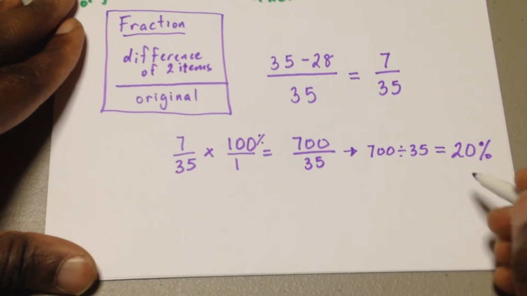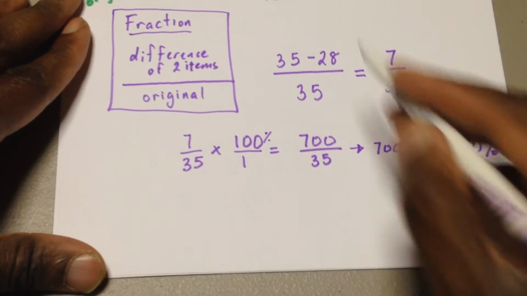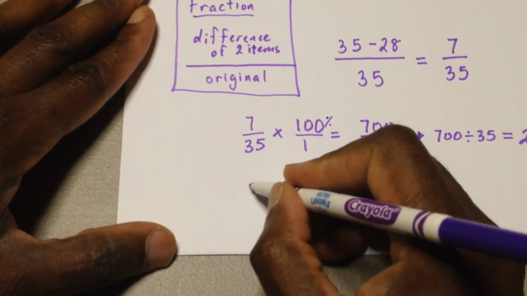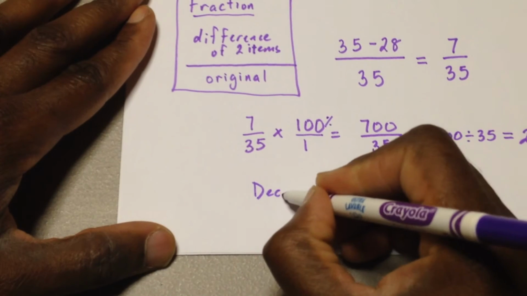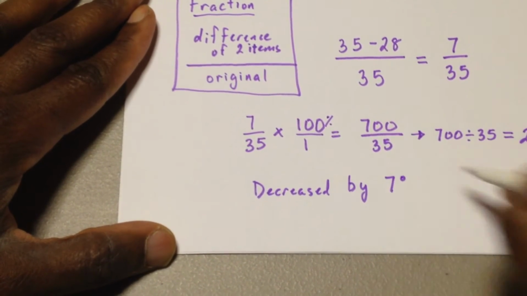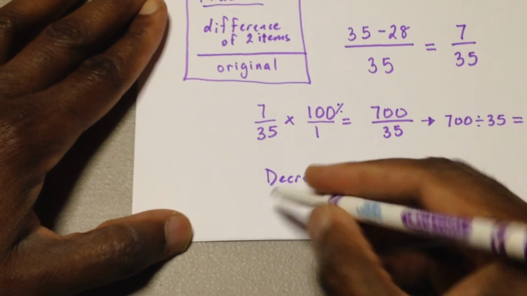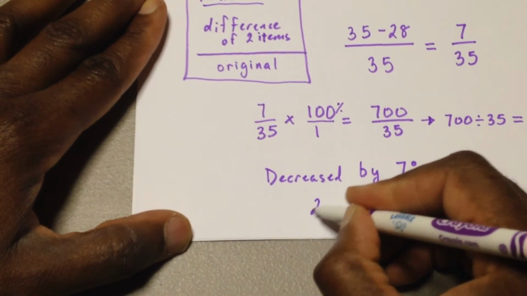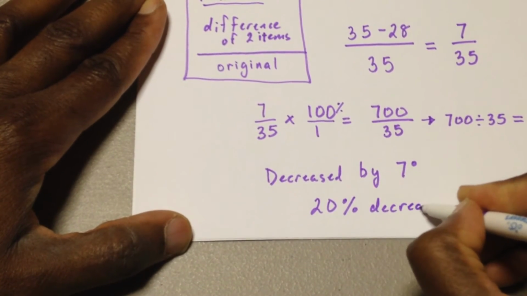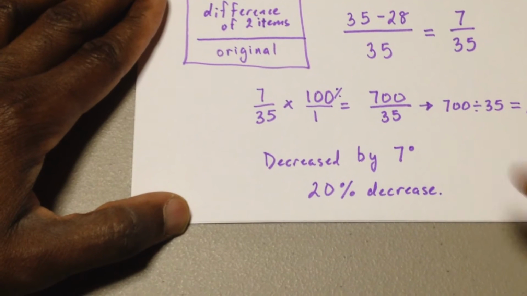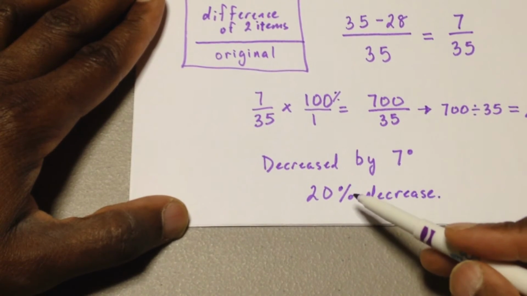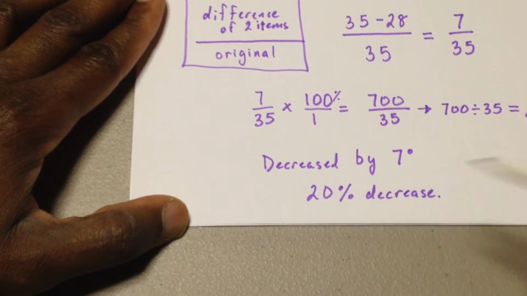We now have that the 20% is representing the percent of decrease. So the 7 degrees decreased by 7 degrees, and that will be the same as saying that we have a 20% decrease. So it's a 7 degree decrease in terms of the temperature, and in terms of a percent, it's a 20% decrease.